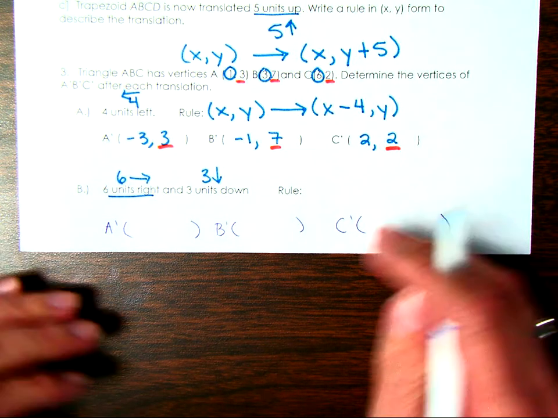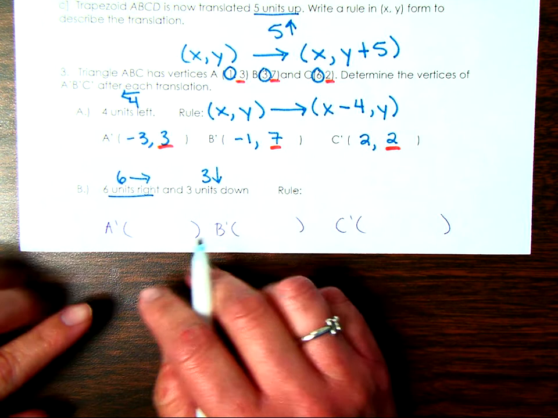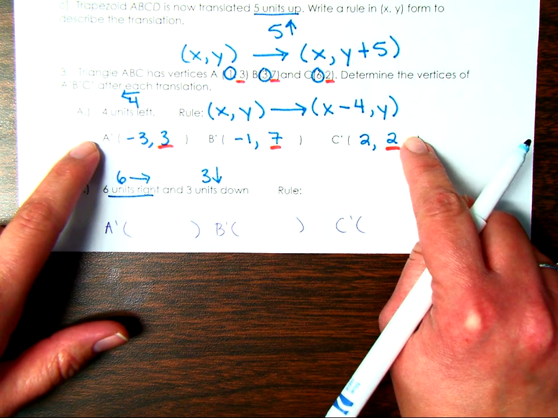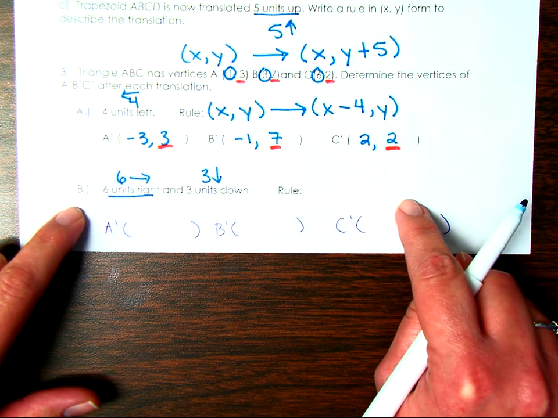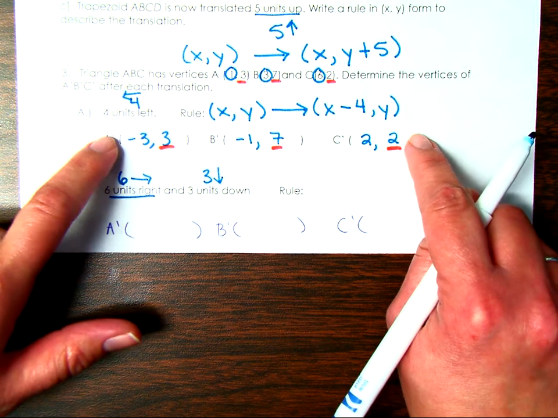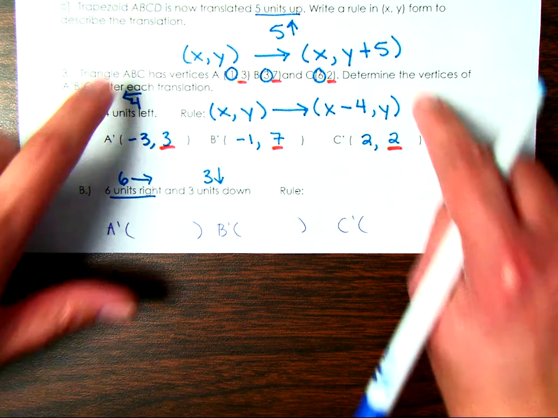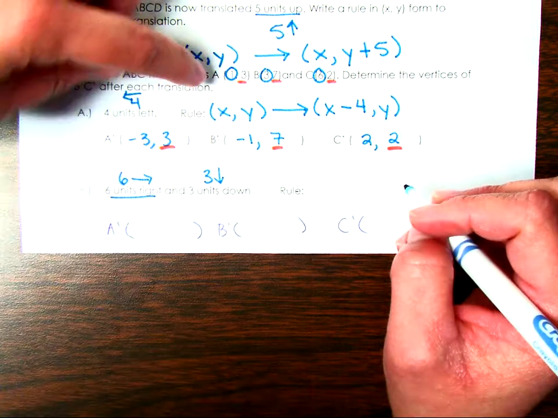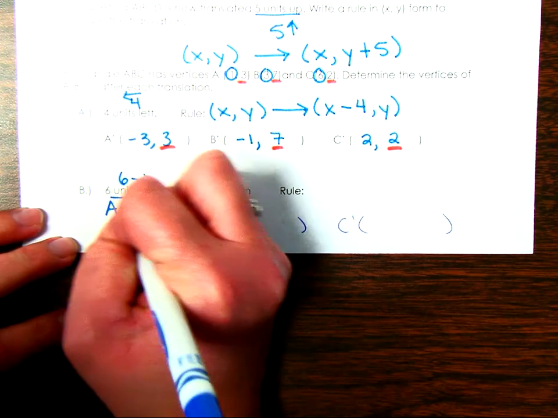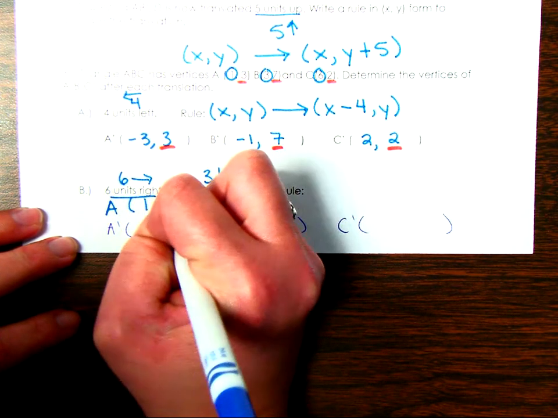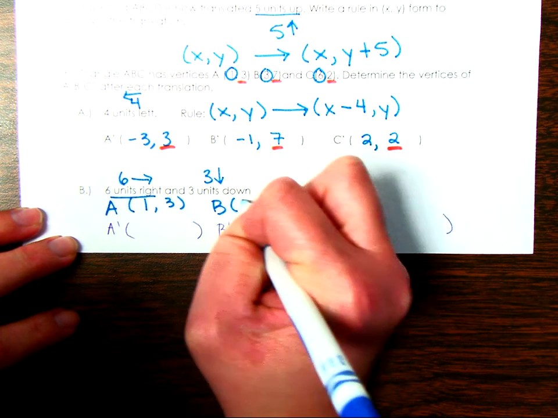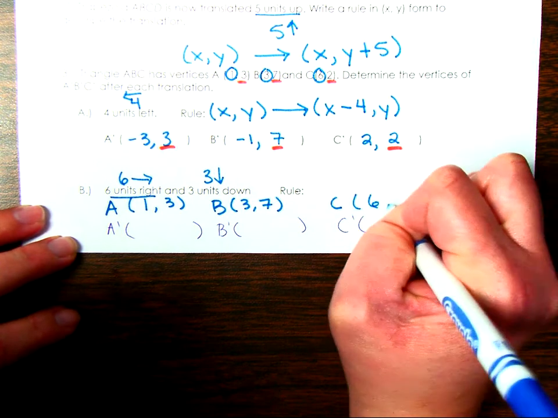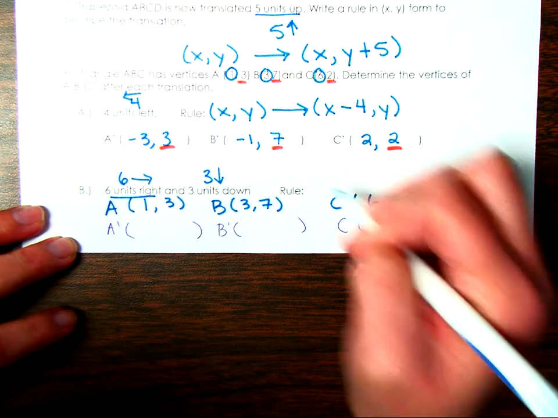Okay? So what I mean by that is if they were saying after you translated 4 units to the left, and then said from the previous translation, now you're doing that, we would use these ordered pairs. But we're kind of resetting, and we're going to go back to up here, okay? So let's see, my original ordered pairs, now I'm just going to write it above here since I kind of colored it up there. A was 1, 3, B was 3, 7, my original C was 6, 2.